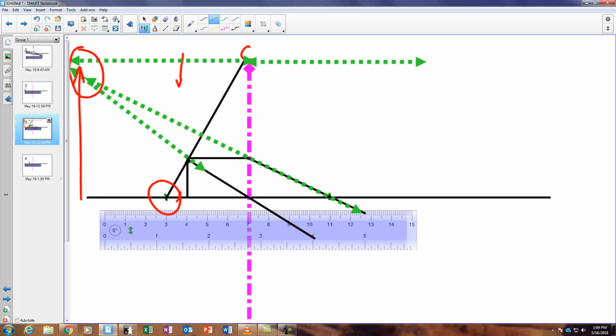The rules are the same though, guys. It starts out parallel, tries to go through the focus. It does, but what ends up happening is that light gets brought back together up higher. We have to backtrack when they don't meet.